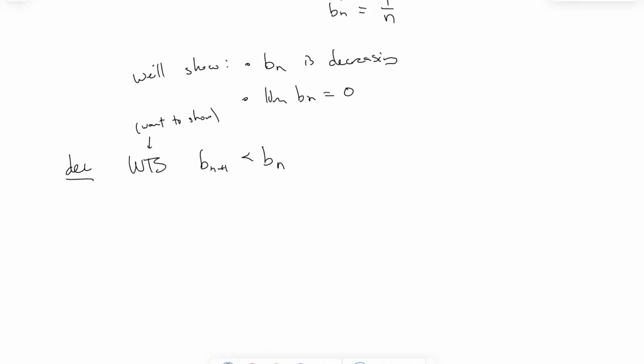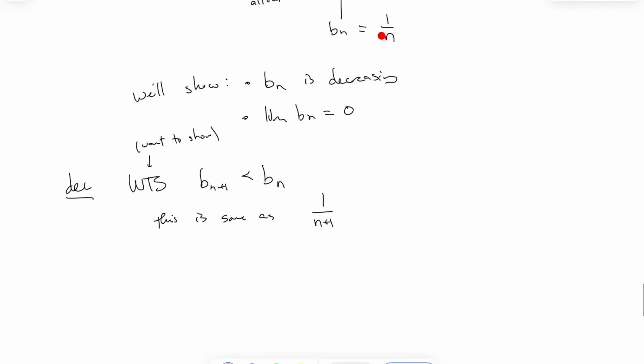So what does that mean? This is the same as b_{n+1} would be 1 over n plus 1. Here's the b_n, right? And so b_{n+1} just means you do this, but use n plus 1 instead of n. And then the right-hand side is 1 over n. All right? And is that really true? We're going to just sort of simplify. This is a very easy example of one of these.